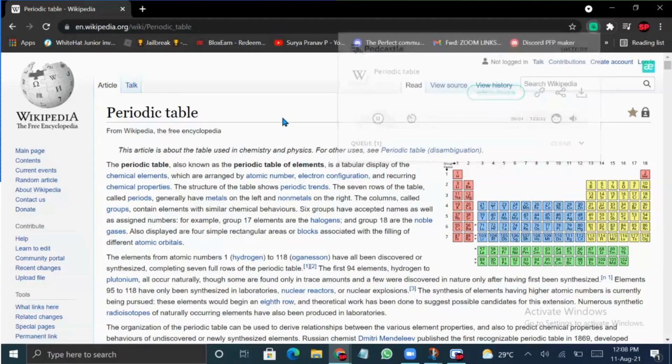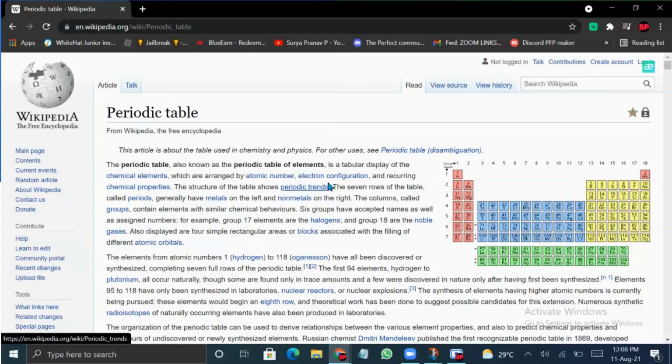The periodic table of elements is a tabular display of the chemical elements, which are arranged by atomic number, electron configuration, and recurring chemical properties. The structure of the table shows periodic trends. The seven rows of the table, called periods, generally have metals on the left and nonmetals on the right. The columns, called groups, contain elements with similar chemical behaviors.